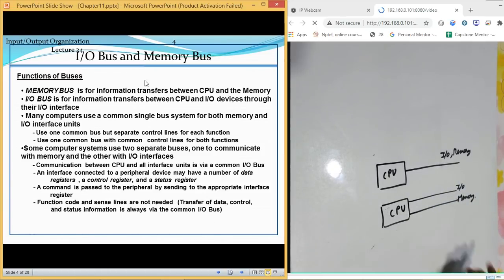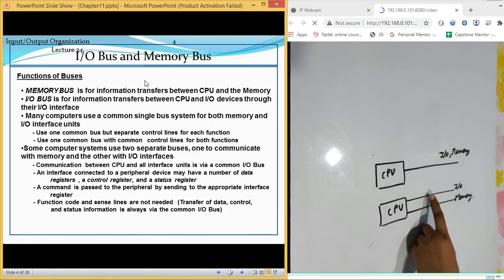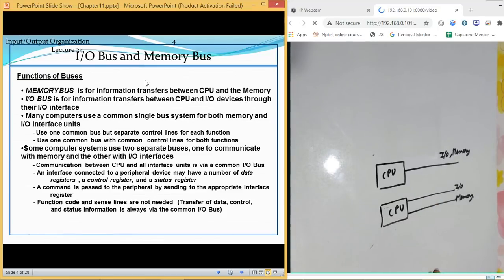Some computers use two separate lines, one to communicate with memory and the other to communicate with input output interfaces. Now, in this case, communication between CPU and all the interfaces via a common input output bus is done. An interface connected to peripheral devices may have a number of data registers, control registers, and status registers. The command is passed to the peripheral by sending it to an appropriate interface register. Function code and sense lines are not needed.